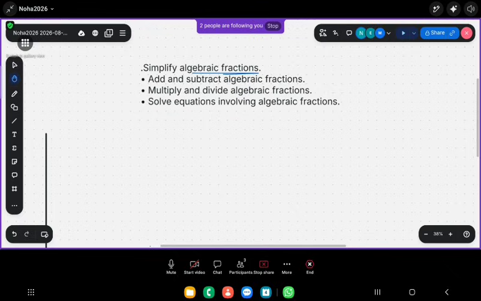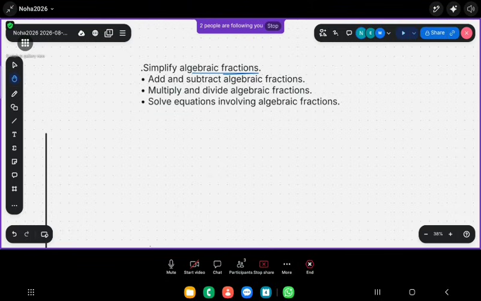So let's do as we used to do. If we want to split it into concepts, we have to know how to simplify algebraic fractions, adding and subtracting algebraic fractions, multiplying and division, and solving equations involving algebraic fractions. And it's not difficult. But before we start, I just want to ask if you know what the meaning of algebraic fraction is. What is an algebraic fraction?